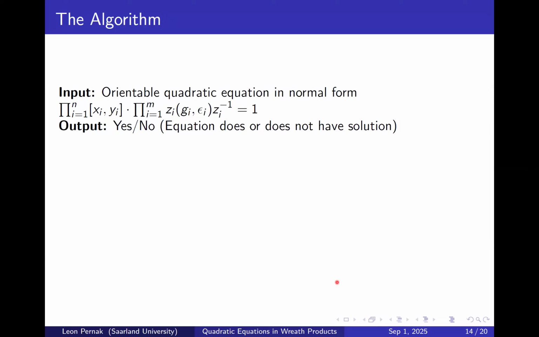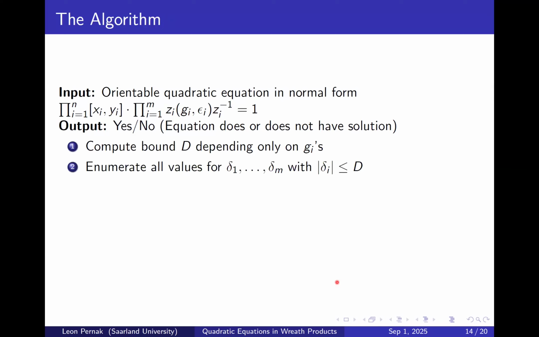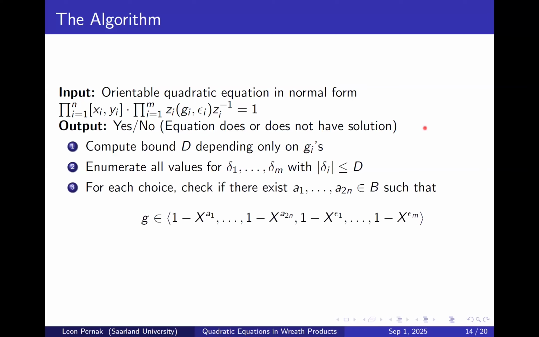What do I do? Well, I compute the bound D, which only depends on the g_i. That's an explicit description that comes from the lemma, how to compute this D. And then I just enumerate all candidates for the delta, so for the translation parts of the z_i, up to this bound D. So I'm looking to find a small solution, because I know if there's any solution, there's going to be a small one.